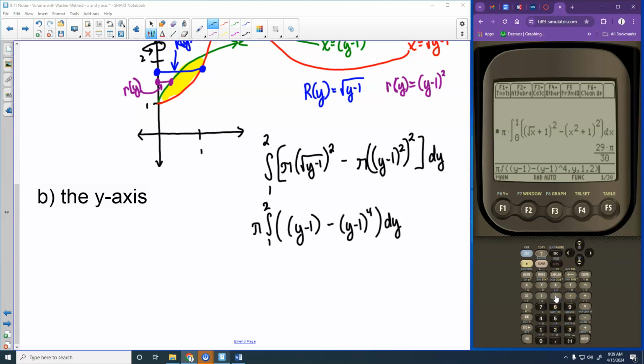Anybody want to guess what we're going to get? There should be a way you could make a good guess on this one. I've not worked this out since last year. I bet it's going to be 3 pi over 10, because I think this is going to be the same shape, even though it's around a different axis. I think it's going to be the same shape as example 1. And I'm right.